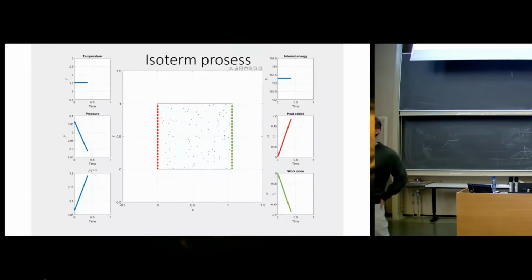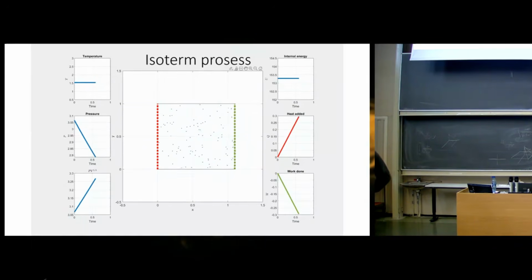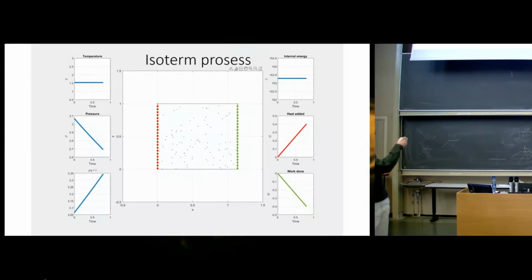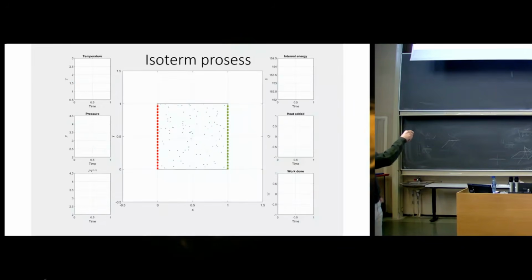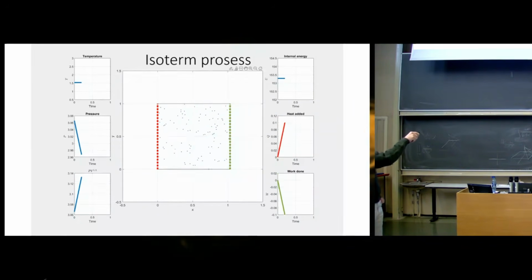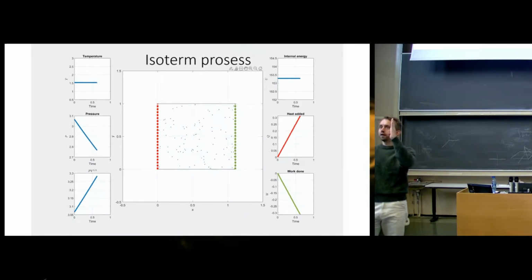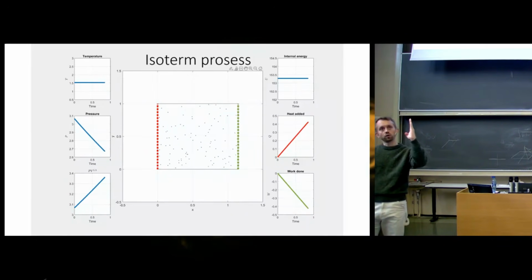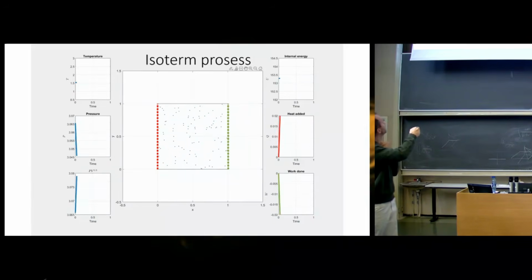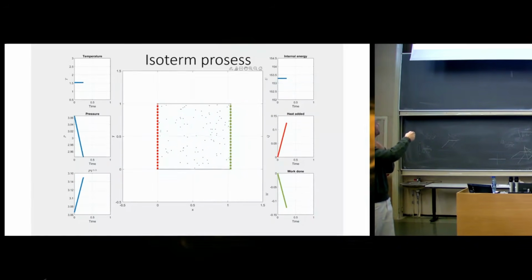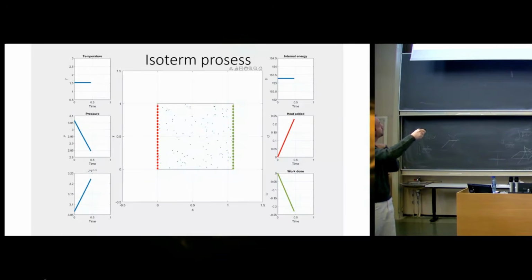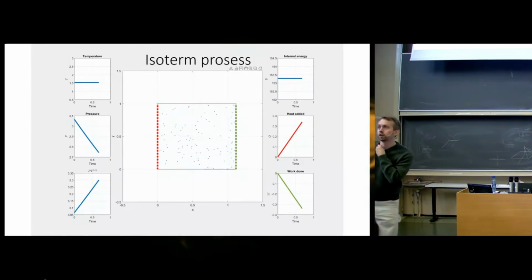Isotherm means a process where the temperature is kept at a constant level. So we're adding heat to the gas, it's expanding, but at a perfect rate where the temperature is kept constant all the way through, right? So here, the pressure is decreasing, the internal energy is the same, we're adding heat and we're getting work.